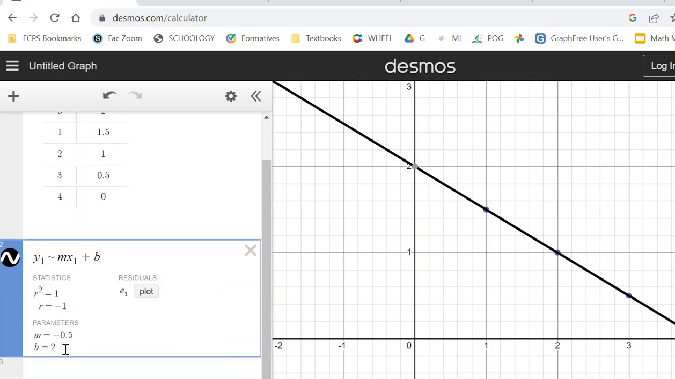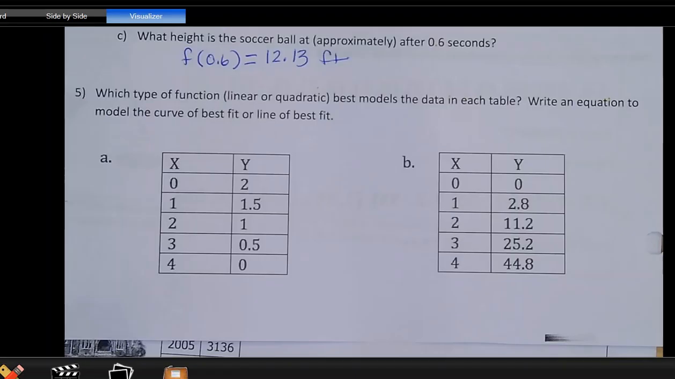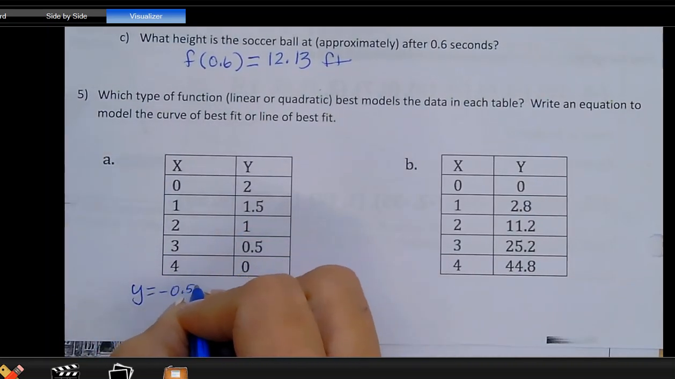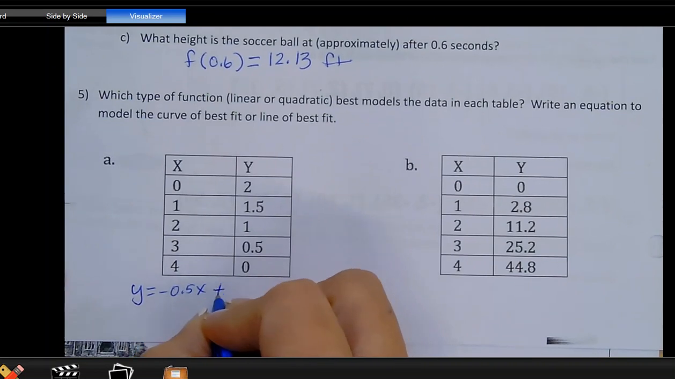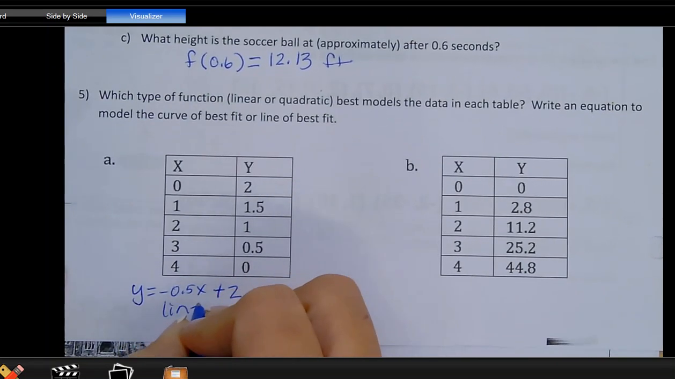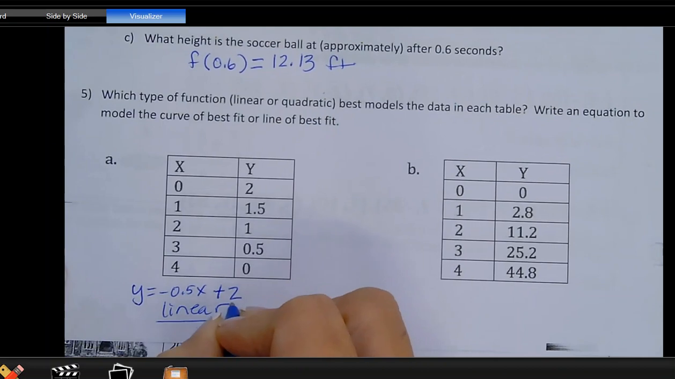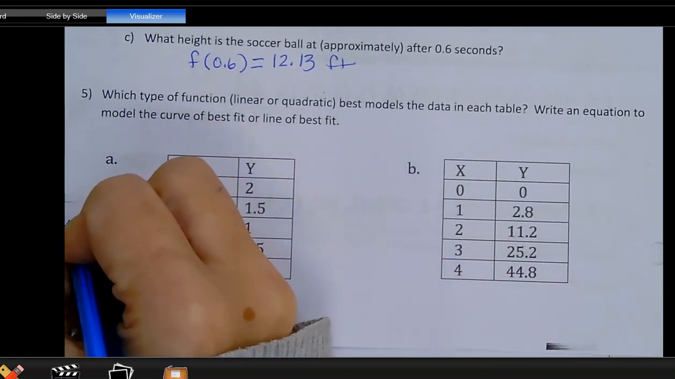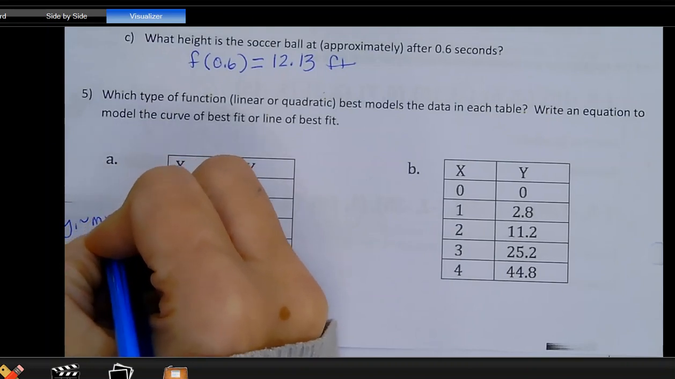So remember that we just scroll down here and we see that our m, our slope, is negative 0.5, and our b, we cross that y-axis right there at 2. So you're going to go to your notes: y equals negative 0.5x plus 2. And this was linear for sure. We could really see with that data that it was linear. So that's why we used, I'm going to write it down just so you have it, y sub 1 tilde m x sub 1 plus b.